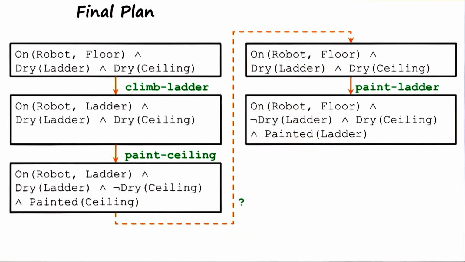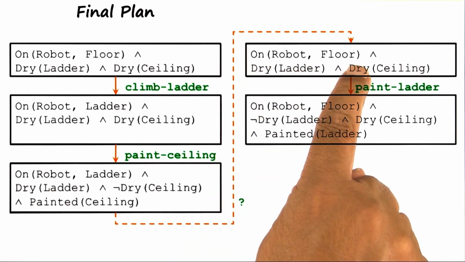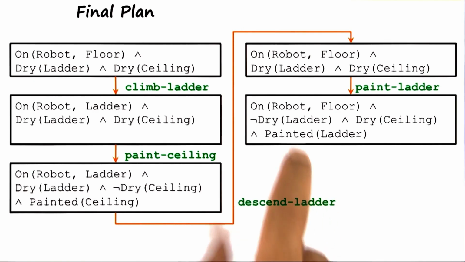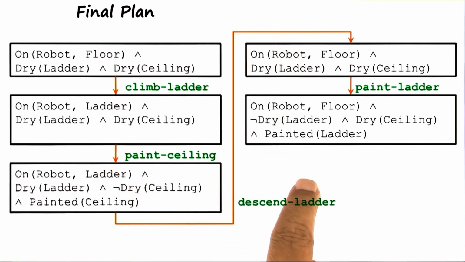So now it needs to select an operator whose postcondition will match this state, robot on floor, and whose preconditions will match this state, robot on ladder. And there is just one operator that matches those conditions. That operator is descend ladder. So now the partial order planner uses this information to select the operator descend ladder, and now we have a complete plan. So now you know about the algorithm for partial order planning and how it works in practice.